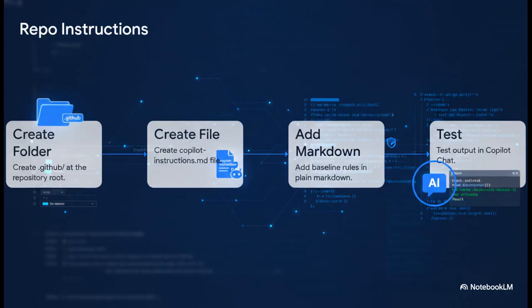First up is establishing your baseline. You're going to create a .github directory right at the root of your repo and place a copilot-instructions.md file inside it. This creates a persistent repository-wide baseline. Copilot reads this file at the start of every single chat session. It doesn't need any YAML front matter, just plain Markdown. This is exactly where you put your global rules, like, always use result objects instead of throwing exceptions.